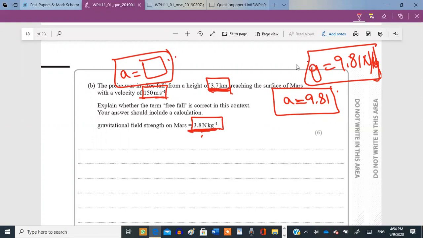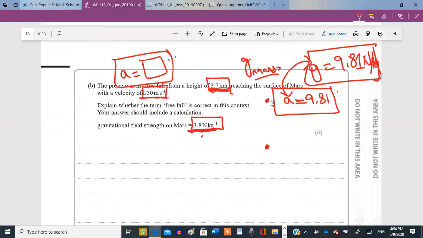Get it? Because free fall motion is the one in which, if it is on Earth, the acceleration should be 9.81. But if it is on Mars, then the acceleration is going to be equal to the g of Mars. And the g of Mars given to us is 3.8 newtons per kg. So now all we need to do is just calculate the acceleration of this motion. So the height is given to us. The surface reaching velocity is given to us. The surface reaching velocity means the final velocity. The initial velocity is also given to us.